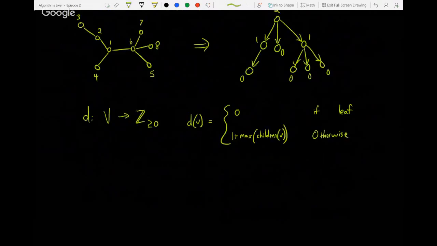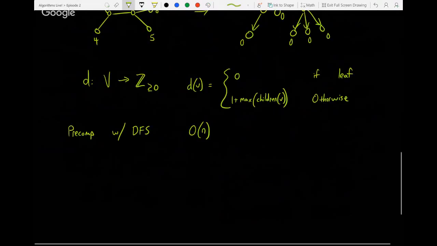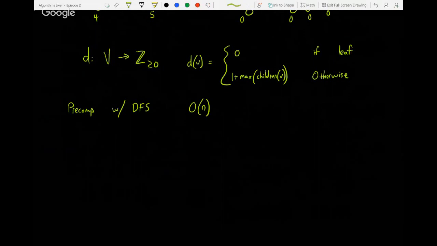And so a lot of tree problems just start out with some kind of precomputation. So we can precompute this just with the DFS in O of n time. So you just, on the post order side of the DFS, after you're done exploring all the children, just compute this function coming back up. So this will help us, because if we precompute this function, it'll be really easy to do our first algorithm for finding the diameter. So here's our first algorithm.